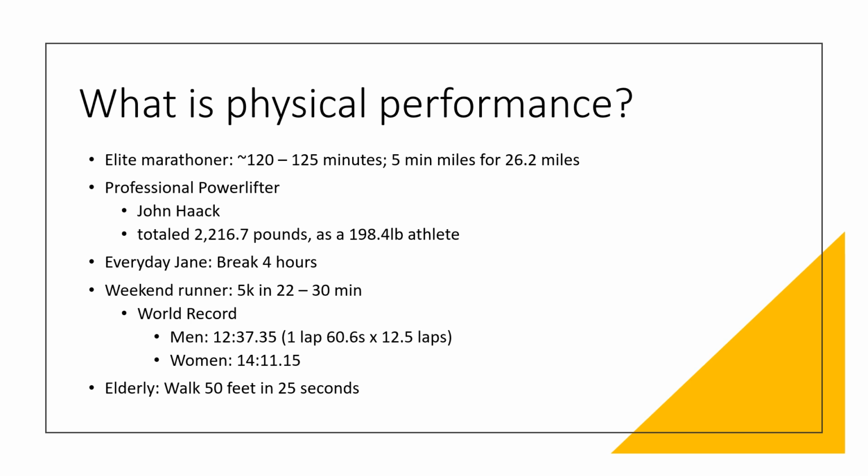And then on the far spectrum, we have our elderly individuals whose physical performance goals may look like being able to walk, say, 50 feet in under 30 seconds, or sit up from an armchair without needing to hold on to a handrail, or get into the shower without having to have assistance. So our physical performance can come in a variety of different shapes and sizes, and we're going to look at that in a lot more detail as we move along here.